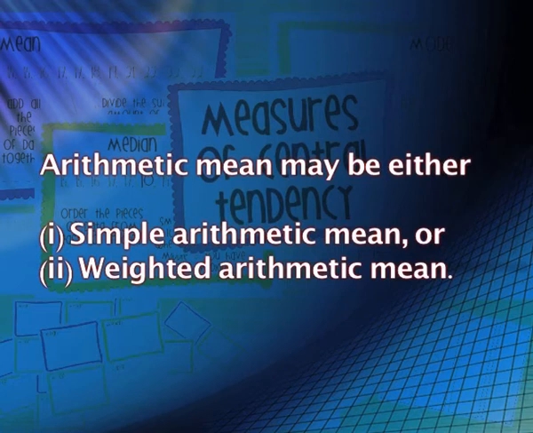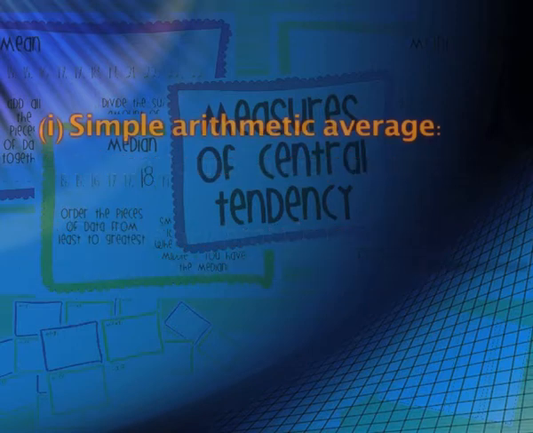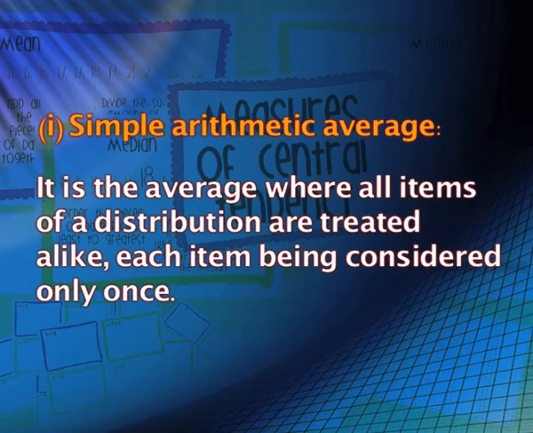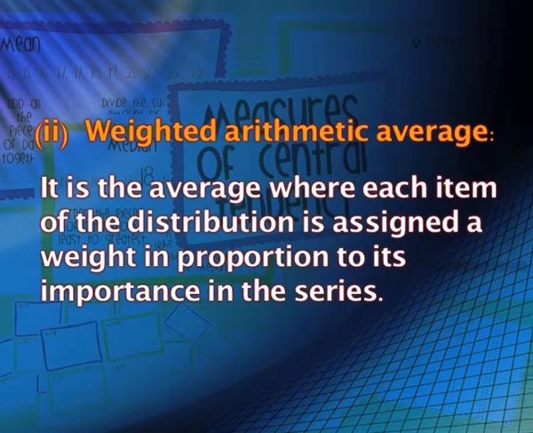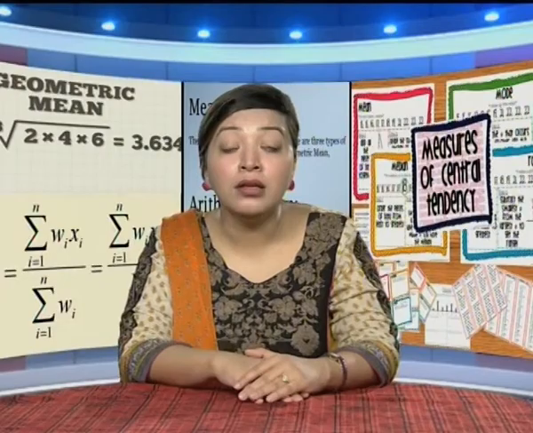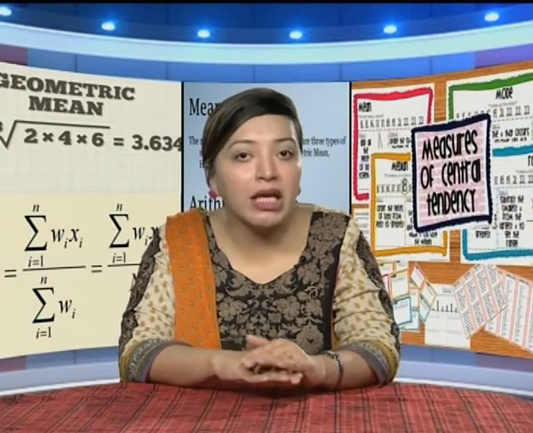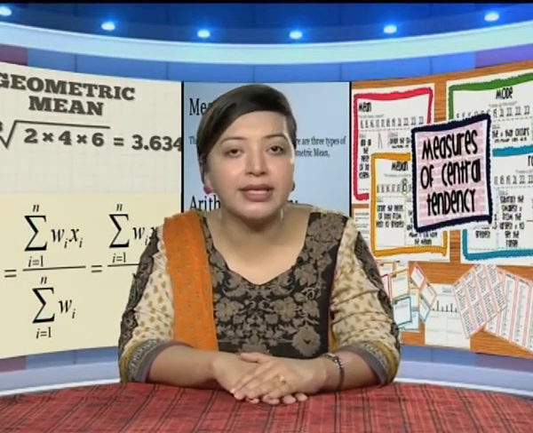Arithmetic mean may be either simple arithmetic mean or the weighted arithmetic mean. Now let's come to the definitions. Simple arithmetic average: it is the average where all the items of a distribution are treated alike, each item being considered only once. Second one, weighted arithmetic average: it is the average where each item of the distribution is assigned weight in proportion to its importance in the series.